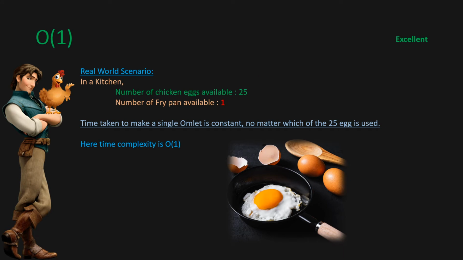Let's see one real world scenario. Assume that in a kitchen there are 25 chicken eggs available and there is only one fry pan. Our task is to cook a single omelette. We know that no matter which of the 25 eggs is used, it will take constant time for cooking a single omelette. We only need to deal with one egg even if there are hundreds of eggs available in the fridge. That is, the cooking time is independent of the number of eggs available.